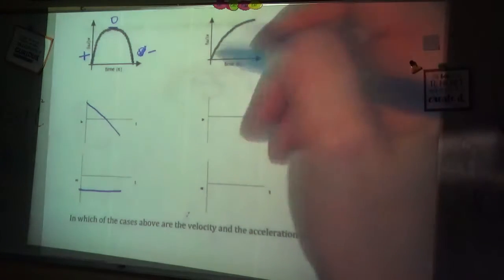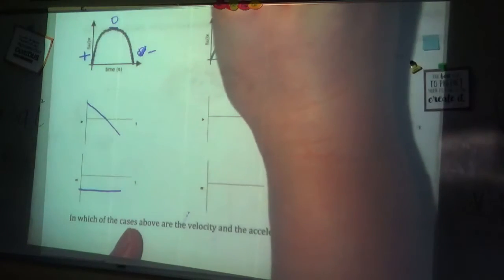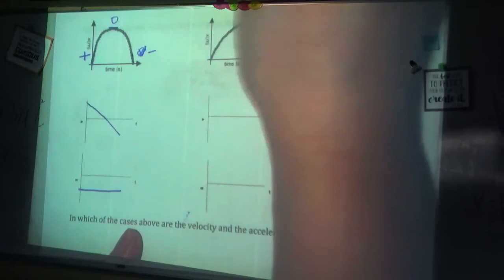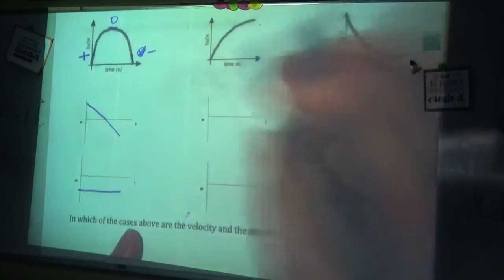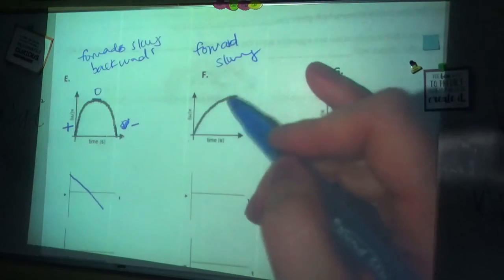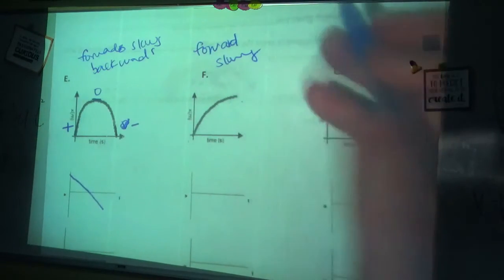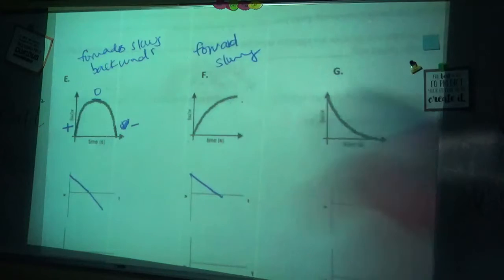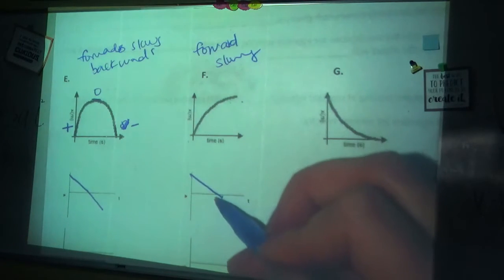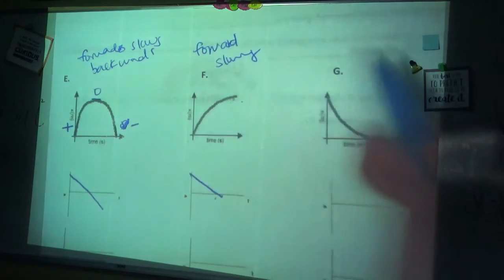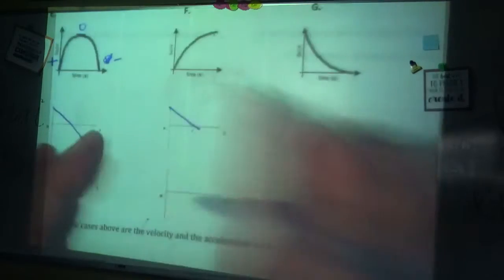F is going forward because it's going up, and it is getting flatter, so that means it is slowing down. If it is moving forward and getting slower, I know my velocity is positive because it's going forward, but the velocity is going to 0, so it would look something like this. I start with some velocity and it goes to 0, goes to a stop, and then because this is going down, my acceleration is negative.